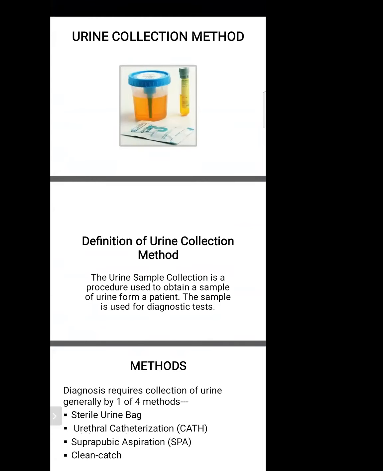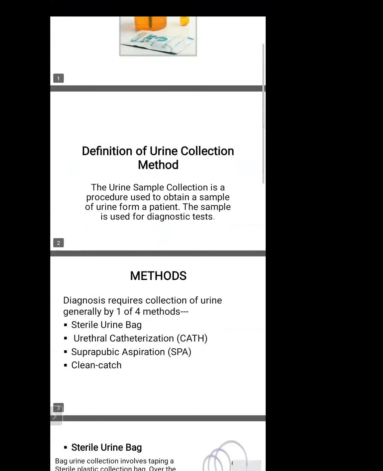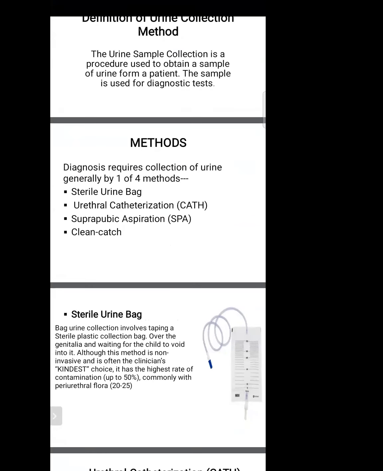Okay. Definition of urine collection method. The urine sample collection is a procedure used to obtain a sample of urine from the patient. The sample is used for diagnostic test. Methods: diagnosis requires collection of urine generally by one of four methods. One, sterile urine bag. Two, urethral catheterization, CATH. Three, suprapubic aspiration, SPA. And number four, clean catch.